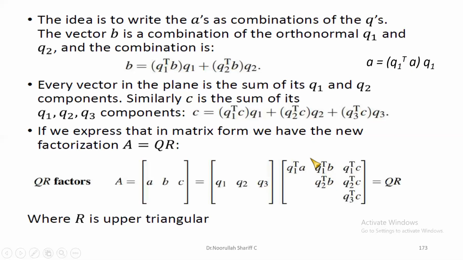Q1 transpose B over here, Q2 transpose B over here, and these three terms, Q1 transpose C, Q2 transpose C, Q3 transpose C are in the third column. And naturally, because they are multiplied by Q1, Q2, and Q3, we are writing here Q1, Q2, Q3 multiplied by this. So this is an upper triangular matrix. If you multiply this with this, you are going to get the value of A. And this is the Q matrix, and this is known as the R matrix, which is the upper triangular matrix.